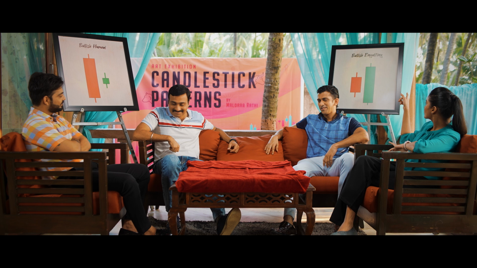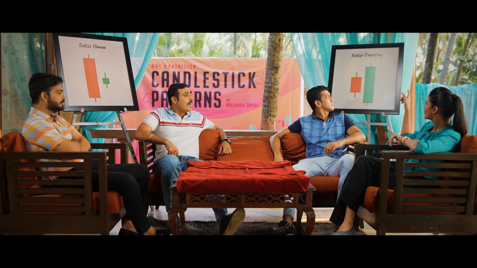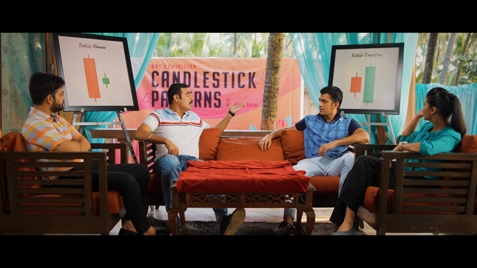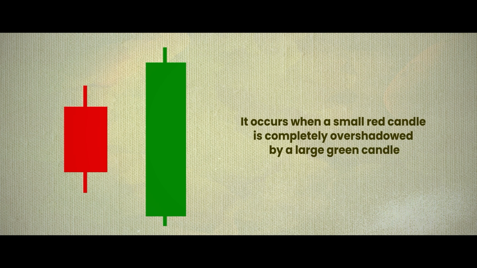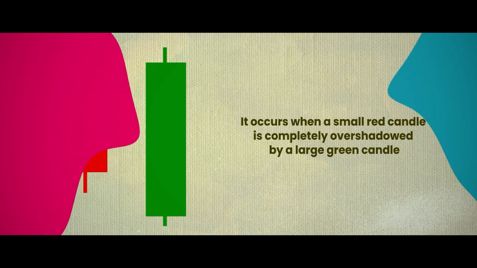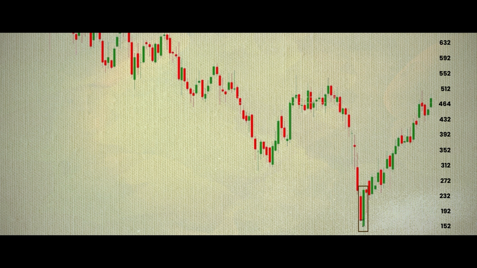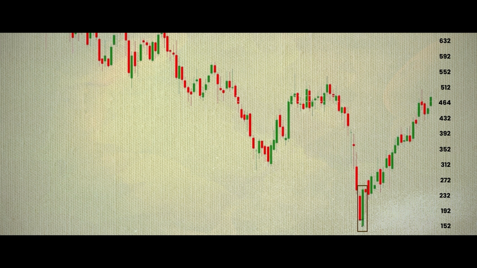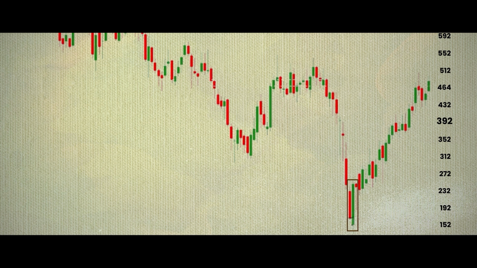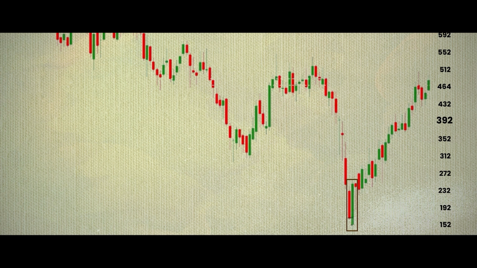This looks like an antithesis of bullish harami. Exactly, Rani, and it's called bullish engulfing. Yeah. As you can see, this is also a double candle bullish pattern. It occurs when a small red candle is completely overshadowed by a large green candle. To explain this further, let us take an example of a daily chart. Though the price on the second day opens lower than the first day, the bulls take over and push the prices higher up, filling in the gap down from the morning's open and pushing prices past the previous day's open.